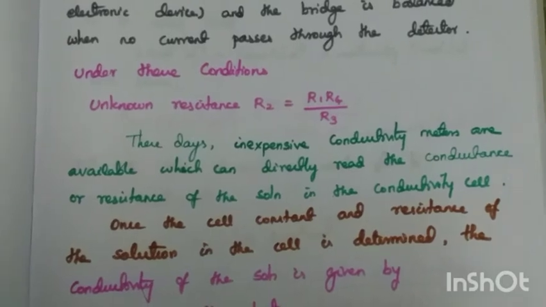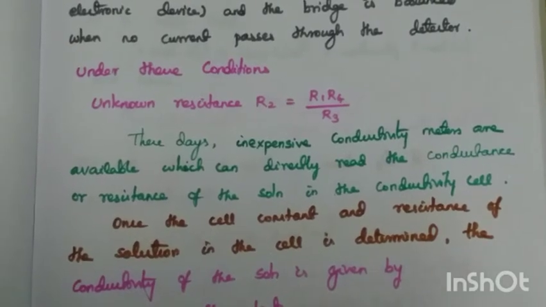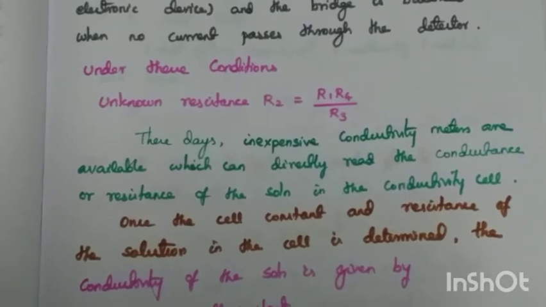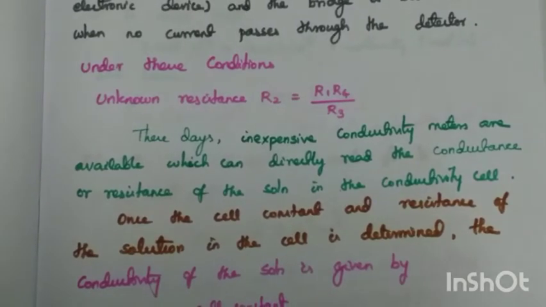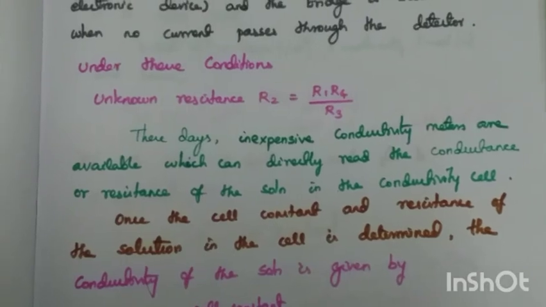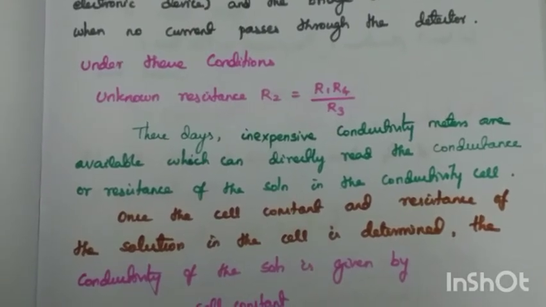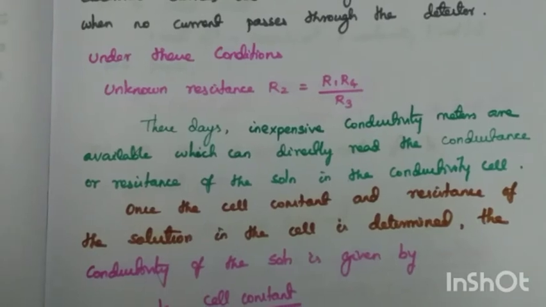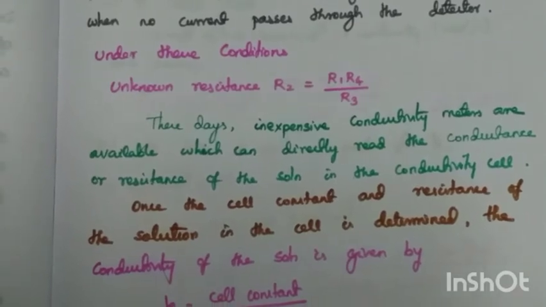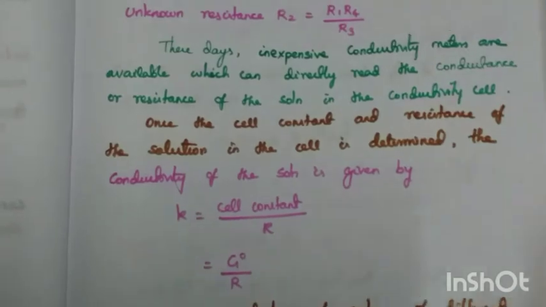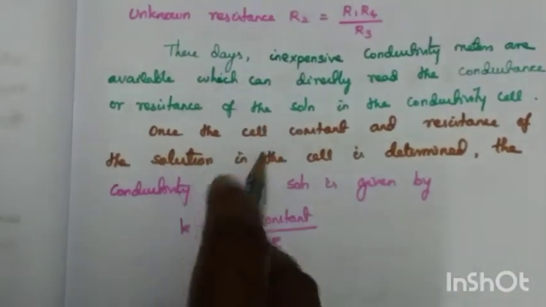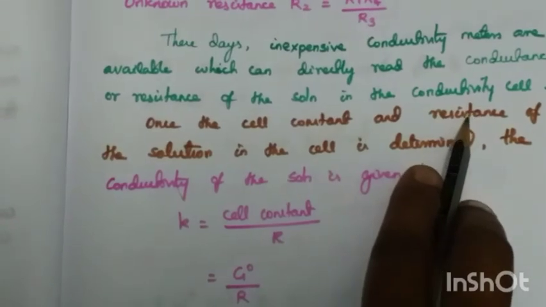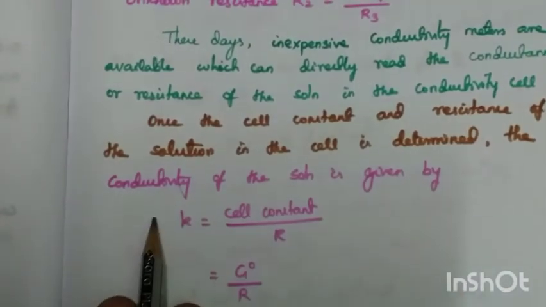Inexpensive conductivity meters are also available now, which can directly measure the conductance or the resistance of the solution in the conductivity cell. Once the cell constant and the resistance of the solution in the cell are determined, the conductivity can be found. That means once you find the length and the area of the cross section, that is the cell constant, and the resistance using the Wheatstone bridge, we can determine the conductivity.